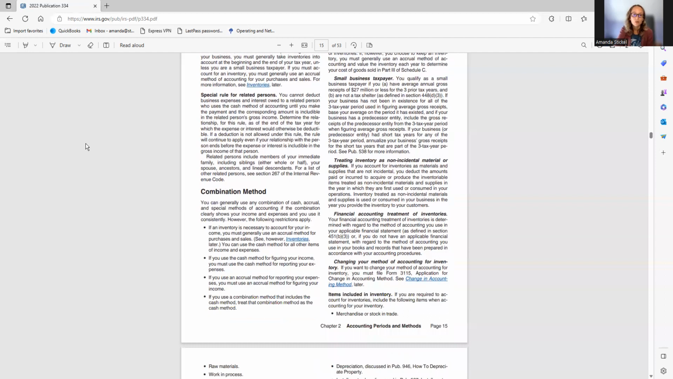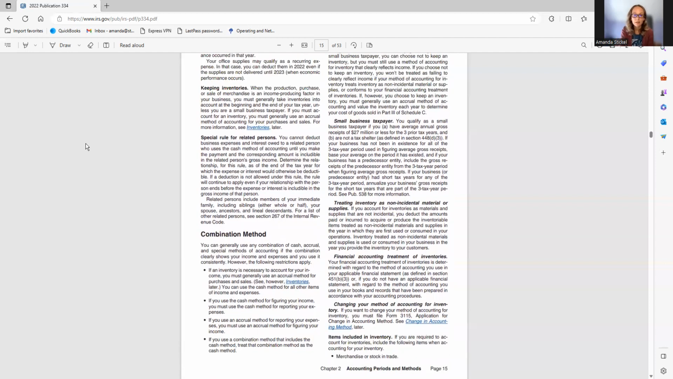Combination method. You can generally use any combination of cash, accrual, and special methods of accounting if the combination clearly shows your income and expenses and you use it consistently. That's their big thing with anything that you do, is that it has to be clear and relatable to your income and expenses, and it has to be consistent.